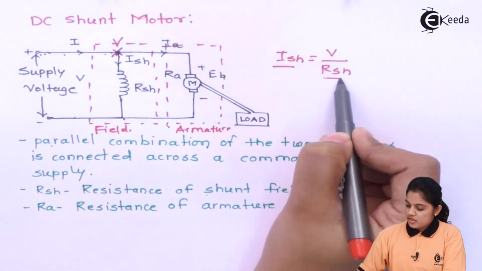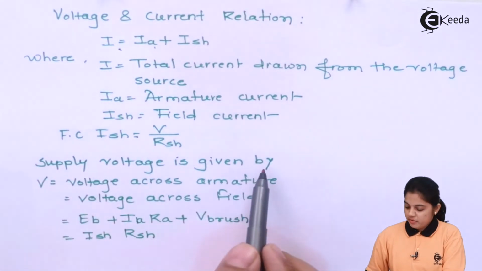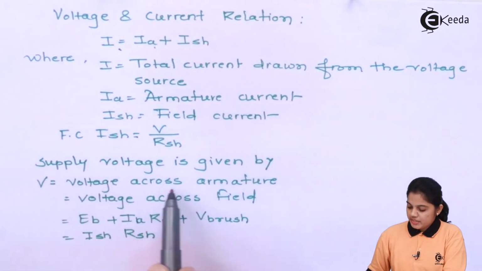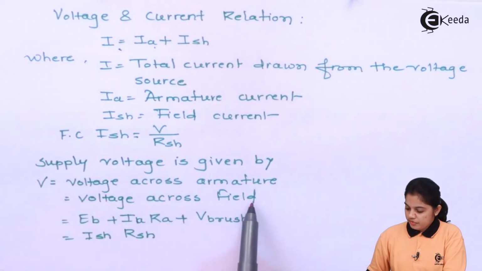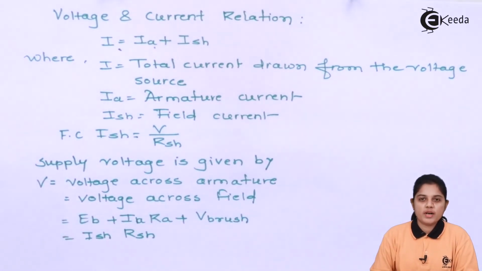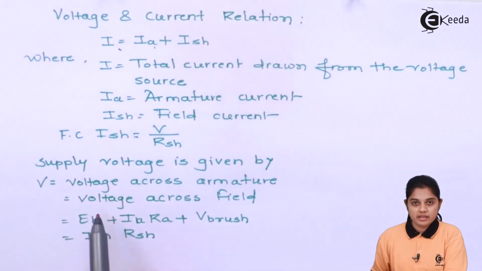Since ISH is V divided by RSH, the supply voltage can be given as V, which is equal to the voltage across the armature and also equal to the voltage across the field, because the same voltage is provided to the armature and field. The supply voltage is equally applied to the field winding and armature winding because they are connected in a parallel manner.